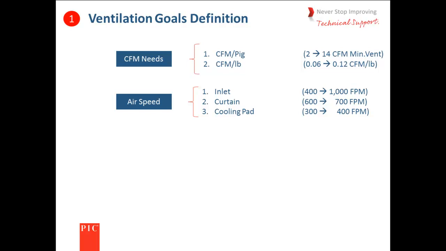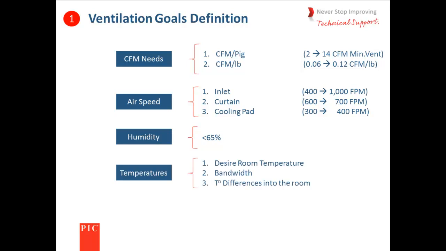In the case of the curtain, we could work between 600 and 700 feet per minute, depending on your building design. In the case of the cooling pad, we could pull air across the cooling pad between 300 and 400, depending on the cooling pad design too. Another indicator is humidity. Our recommendation is to work with less than 65% humidity.